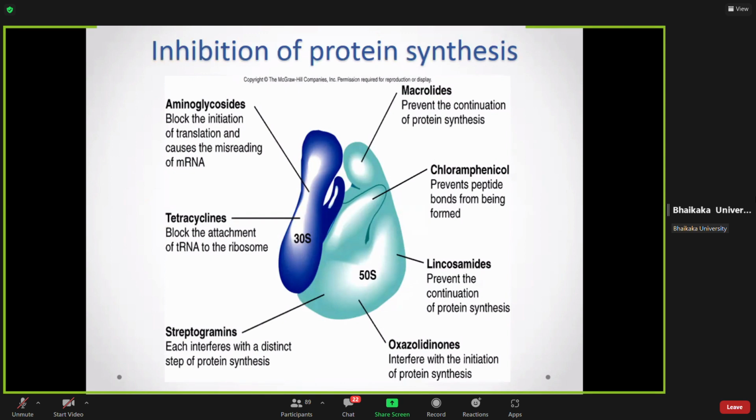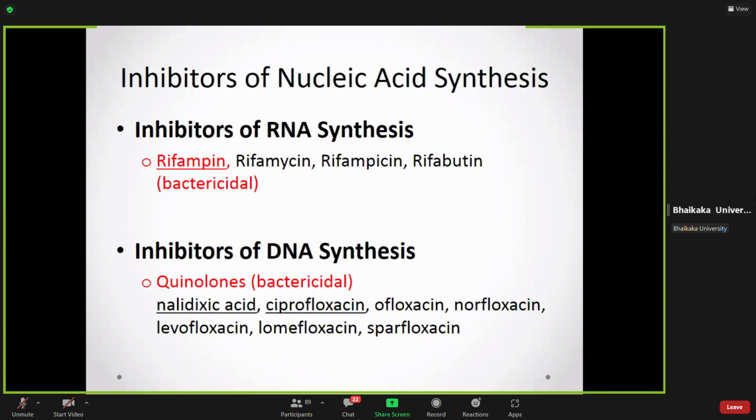Okay, these are working on one or the other places of the protein synthesis that is happening at the ribosome level, and they might be attaching with 30S or 50S subunit of ribosome, and they are preventing the protein synthesis, and that's how they hamper the cellular metabolism, and the bacteria die with this. So these are the classes which are working against protein synthesis in bacteria.